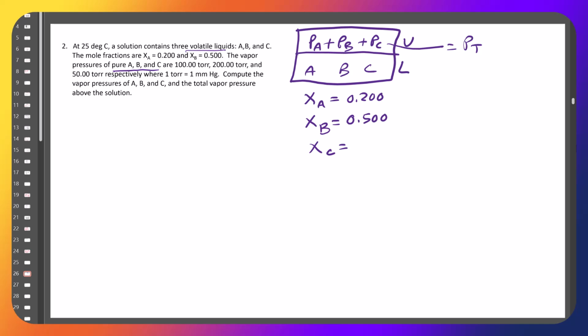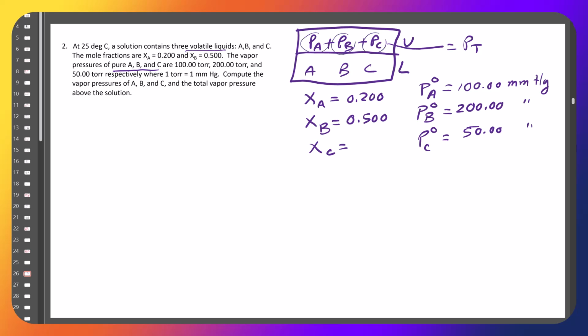We're also given the vapor pressures of pure A, B, and C. So we create variables, P for pressure, subscript A for substance A, and for pure, the superscript 0. And we're going to assign the first value, since it's respectively 100 torr, or you could say millimeters of mercury. They're interchangeable. For the second component B, P for pressure, B for that substance, and 0 for pure, that's 200. And for the vapor pressure of pure C, that's going to be 50. So this time we want each of these vapor pressures.